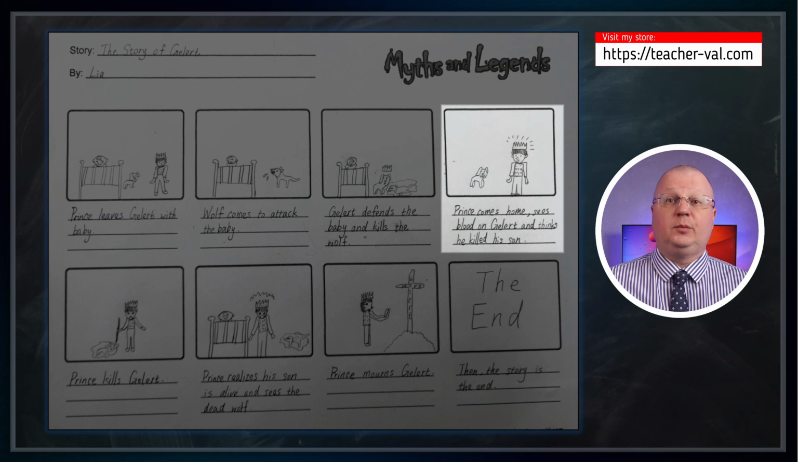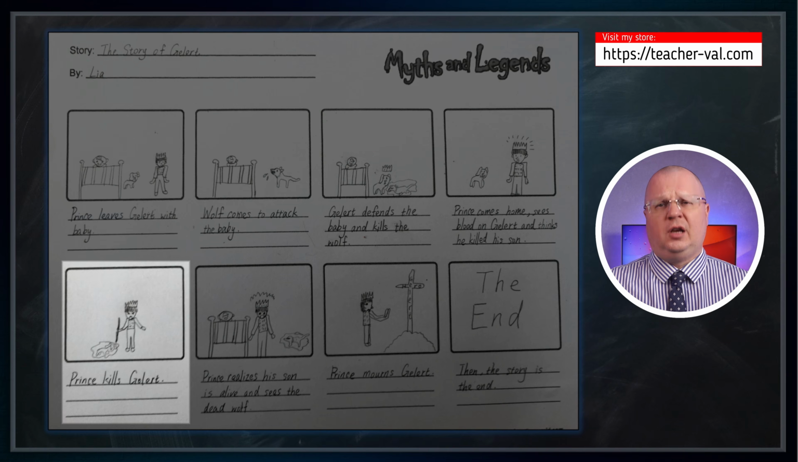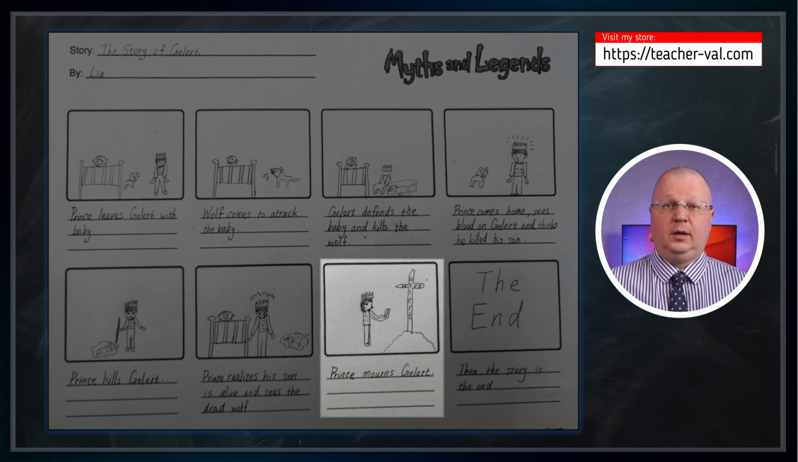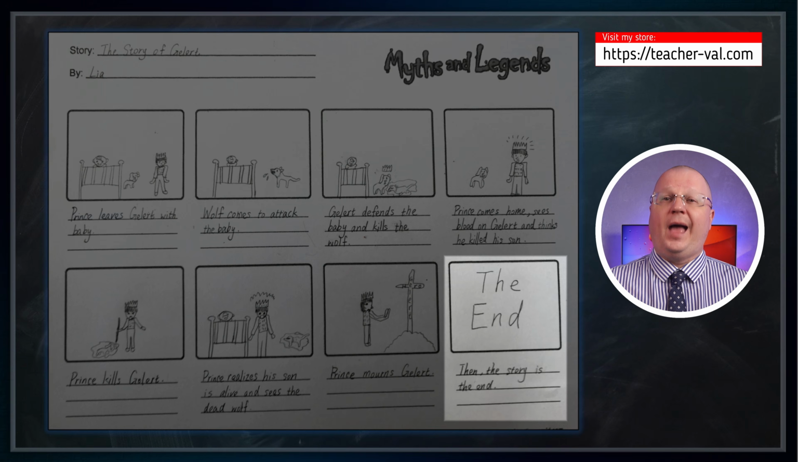The prince comes home, sees blood on Gellert, and thinks Gellert killed his son. The prince kills Gellert. Then he realizes his son is alive and sees the dead wolf. The prince mourns Gellert. And that is the end of the story.